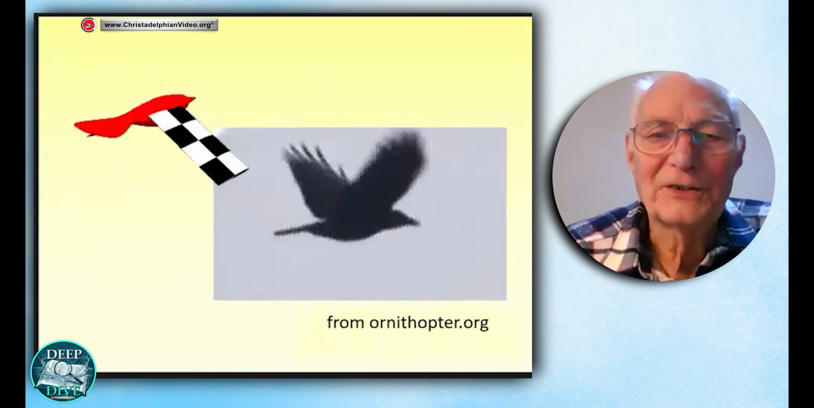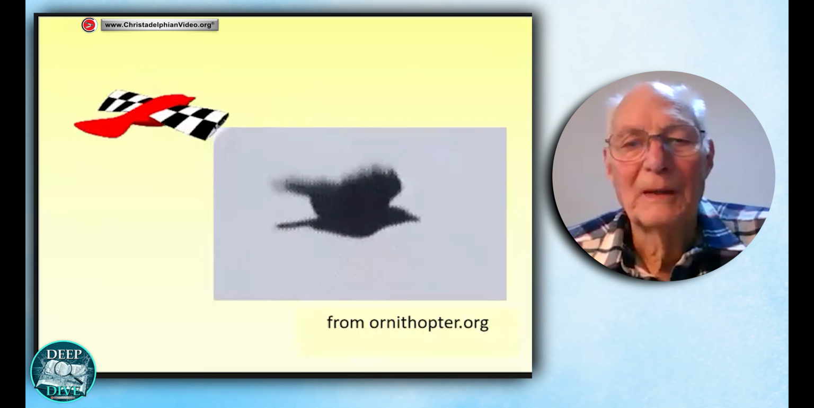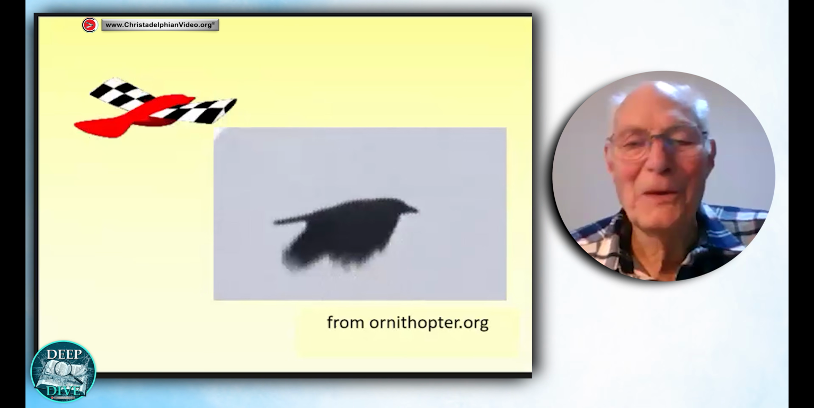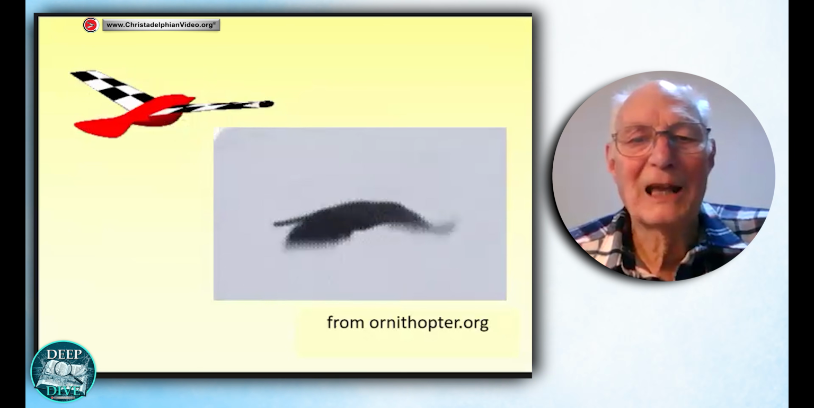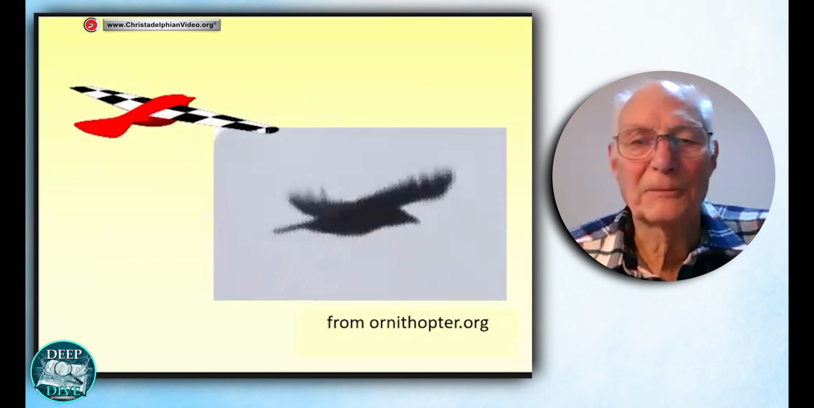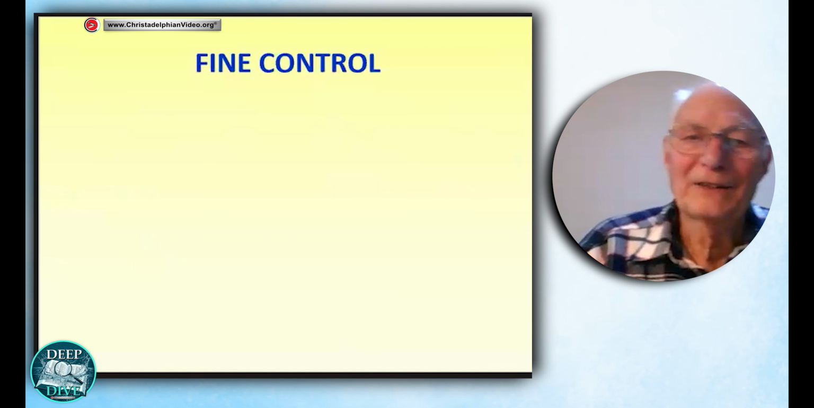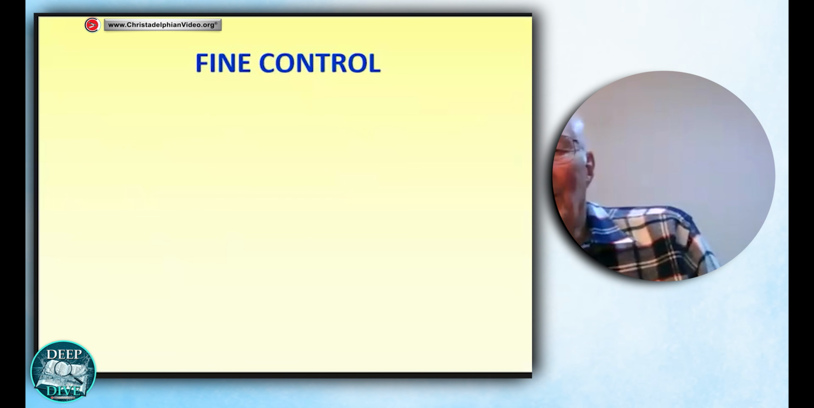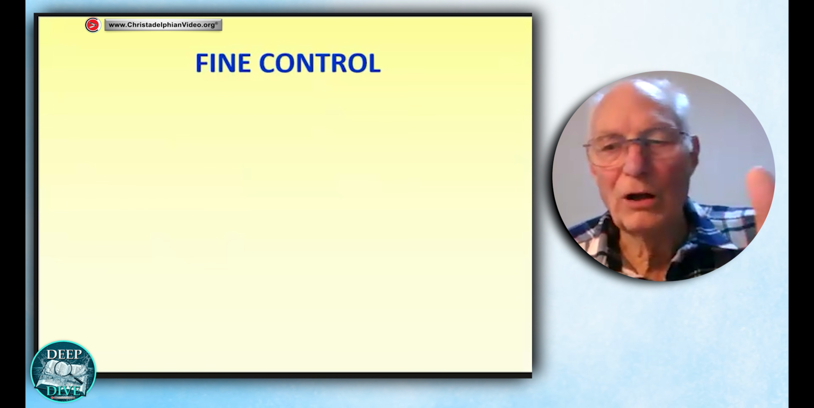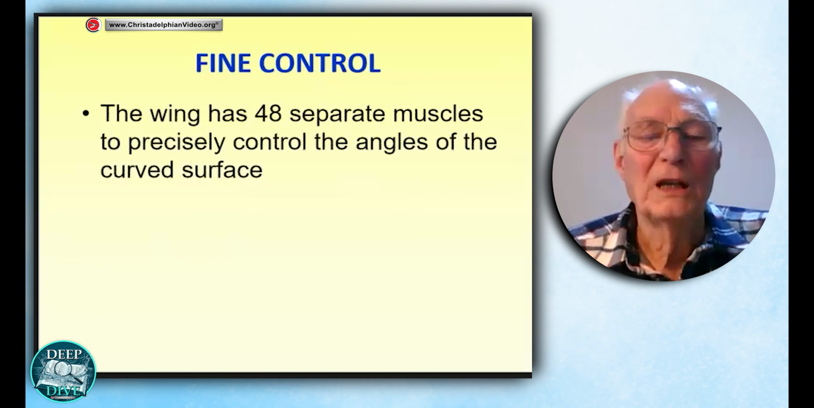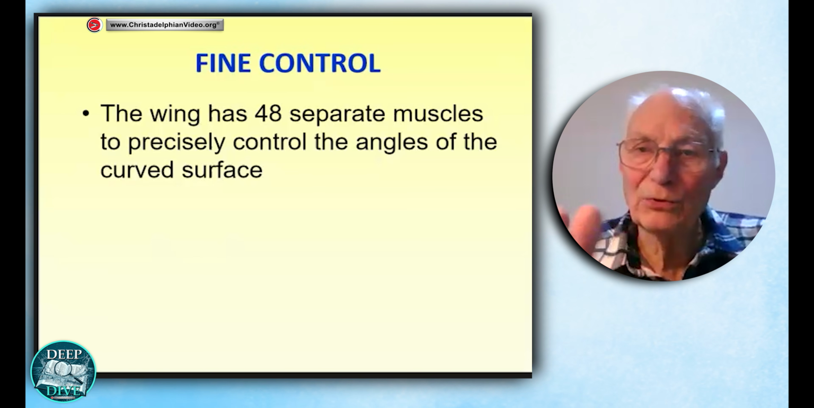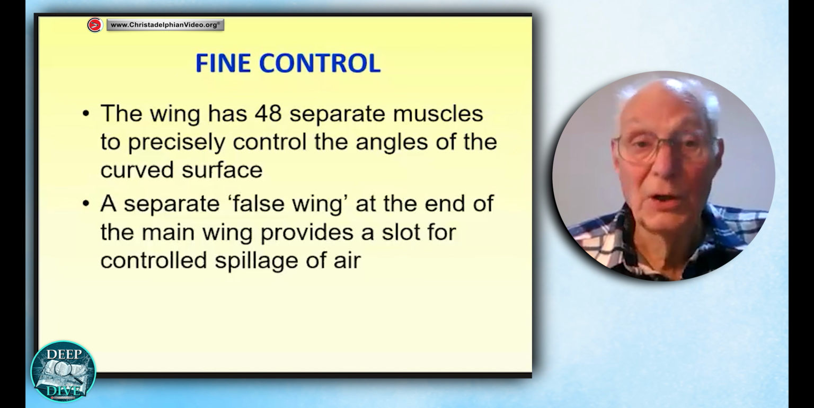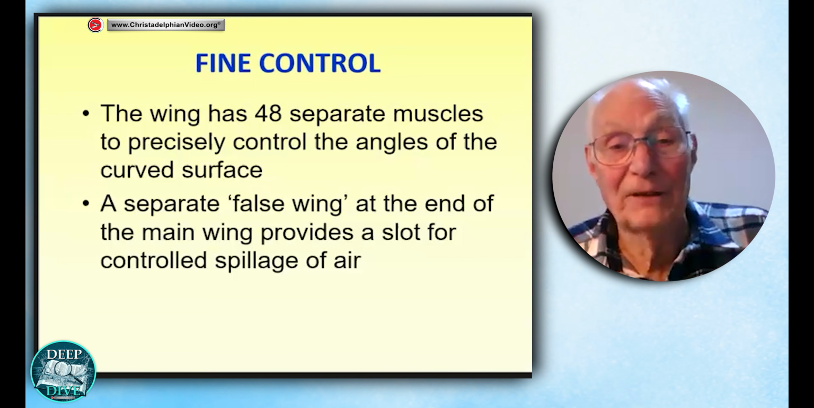Here's an actual photograph of, I think it's a crow actually, in flight. And somehow they kept the camera moving along with the crow so you can see the action of the wings and how it's thrusting the air downwards and backwards as it flies. The fact is, these creatures called birds have very fine control over that curved surface. There are 48 separate muscles which precisely control the angles of that curved surface, so it can adjust what happens as the air flows over the wing.